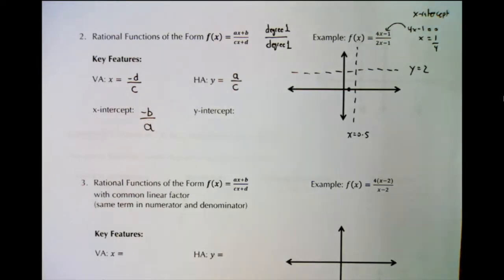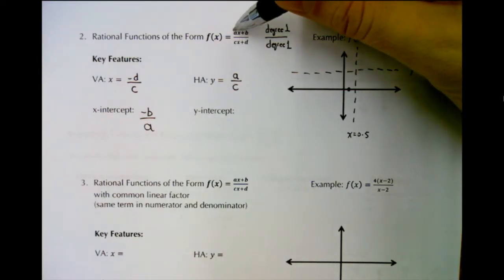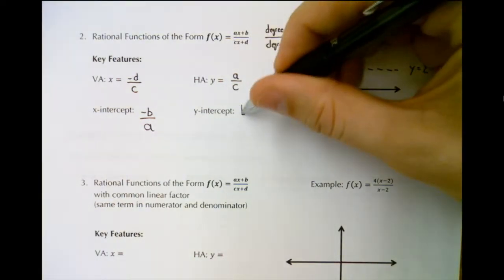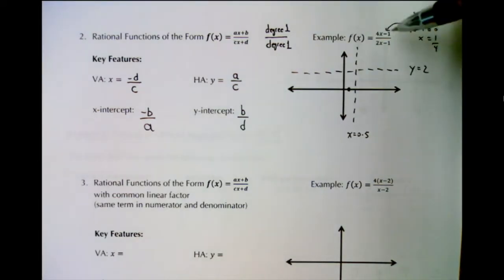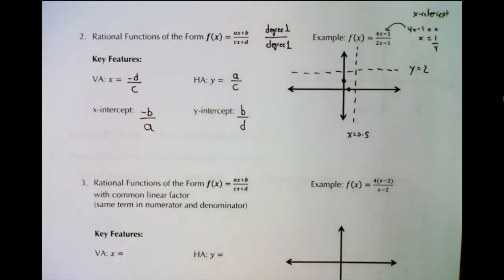Y-intercept comes from replacing the x's with zeros, so that would eliminate your ax term and your cx term, and would leave you with just b over d. B is negative 1, d is negative 1, negative 1 divided by negative 1 is 1. There's our y-intercept at 1.